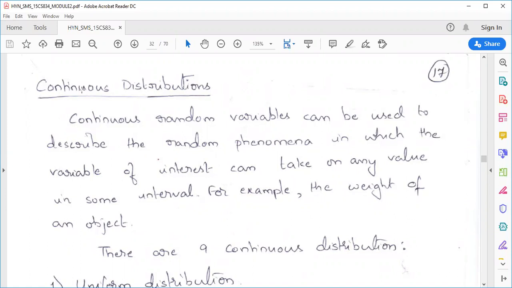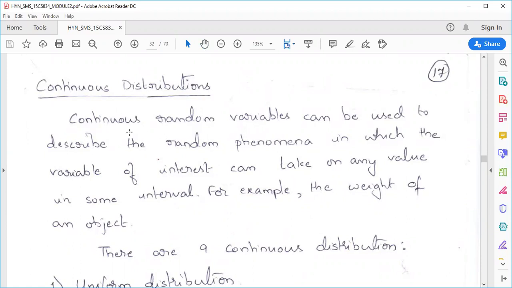So far we have discussed different types of discrete distribution. Today's class will be discussing continuous distribution. What is continuous distribution? A distribution which works on continuous random variables, we call it a continuous distribution, right?